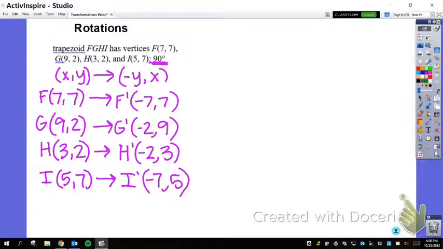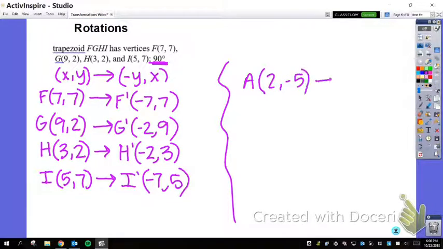Okay, so make sure that you're careful, just as a side note, if A was at 2, -5, then our A prime would be 5, -2, because the opposite of negative is positive. Okay, so just be careful when there are negatives involved.